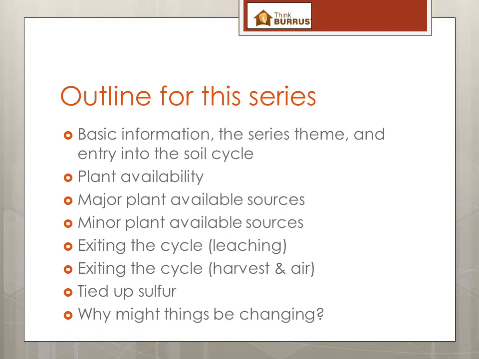Now I want to remind you where we are in the overall outline for this series. We're almost halfway through. We started by talking about basic information, what sulfur is used for. We've talked about plant availability, and about major and minor sources of plant available sulfur. Now we're talking about exiting the cycle. In particular, we're going to talk about leaching. And then next time we'll talk about how sulfur is lost as we harvest material and how it can be lost into the atmosphere.